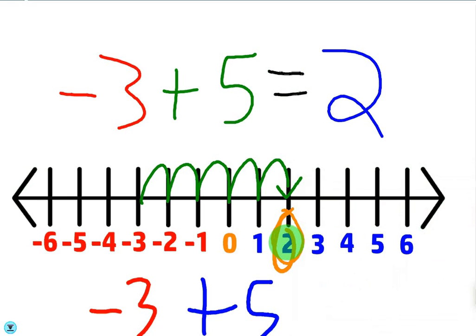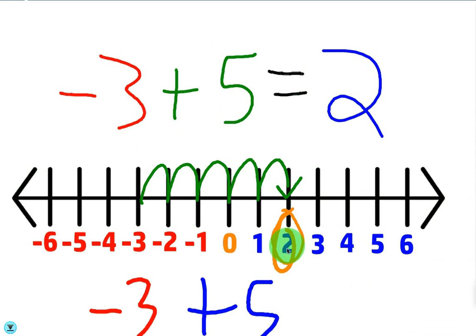In this lesson, we're going to look at negative numbers plus positive numbers, negative integers plus positive integers. And what I want you to see is if you start at a negative number, it doesn't really matter if it's negative or positive. If you add something to it, you're moving to the right. In this example, we have negative 3 plus 5. If we start at negative 3 and we add 5, we go 1, 2, 3, 4, 5. We end up at 2.